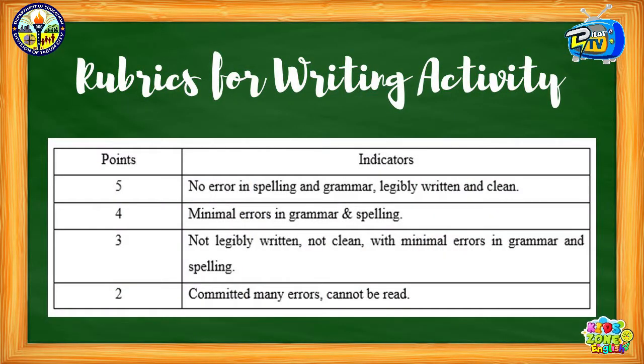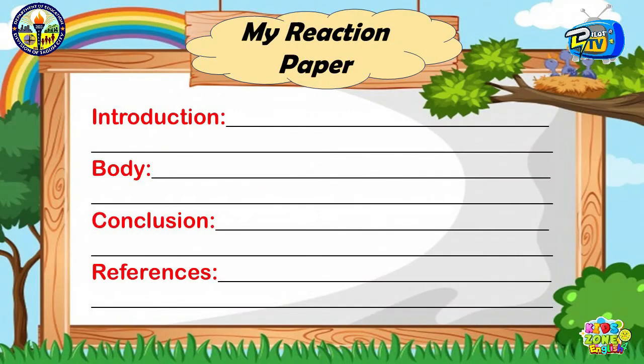Rubrics for writing activity. Points and indicators. For 5 points, no error in spelling and grammar, legibly written and clean. For 4 points, minimal errors in grammar and spelling. For 3 points, not legibly written, not clean, with minimal errors in grammar and spelling. For 2 points, committed many errors, cannot be read. Title: My Reaction Paper. You need to write the introduction, the body, the conclusion, and the references. Your timer starts now.